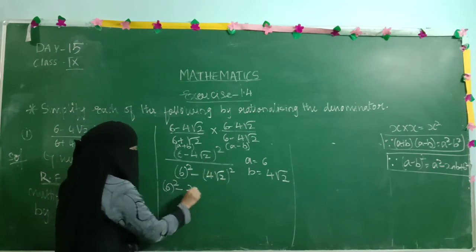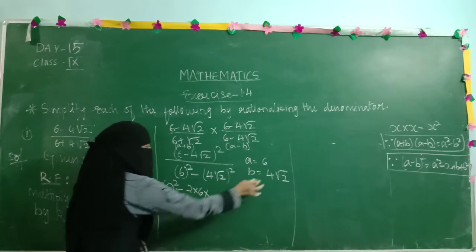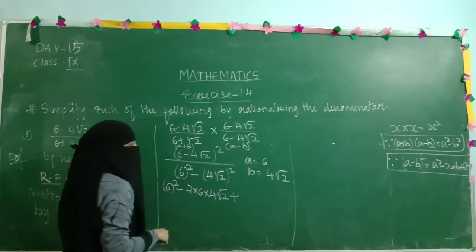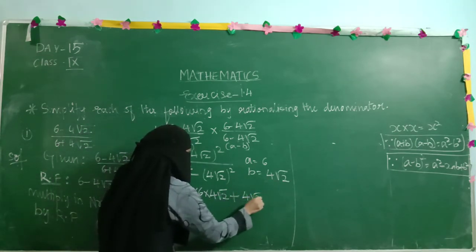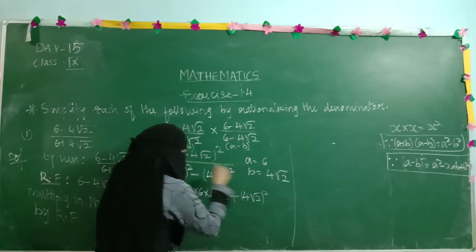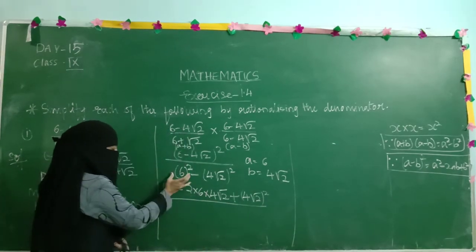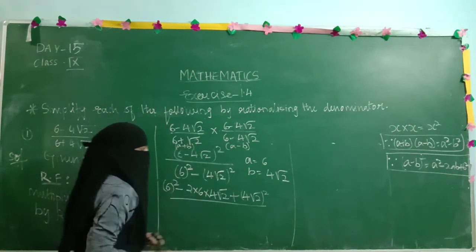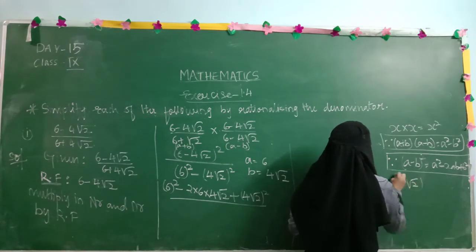2 into, what is a? A is 6. What is b? 4 root 2. 4 root 2 plus, then b square. What is b? 4 root 2, 4 root 2 whole square. Okay, this is the denominator. In the denominator you have 6 square and you have 4 root 2 whole square. This I will explain to you in the rough column, how to solve this 4 root 2 whole square.